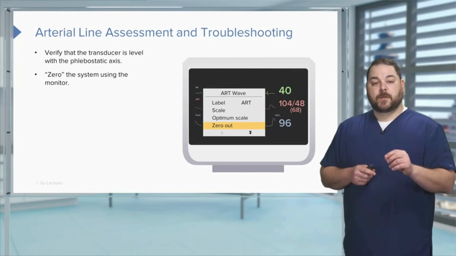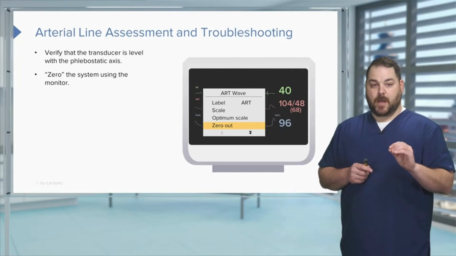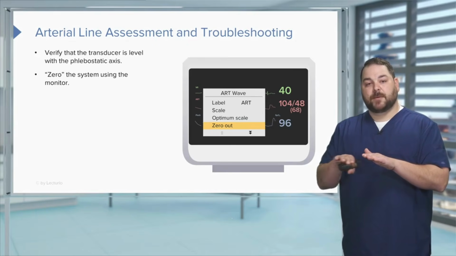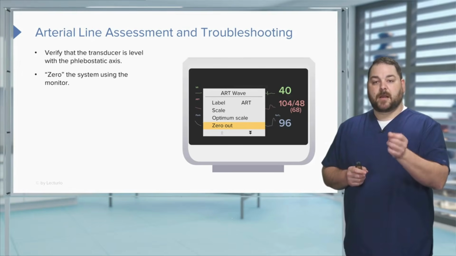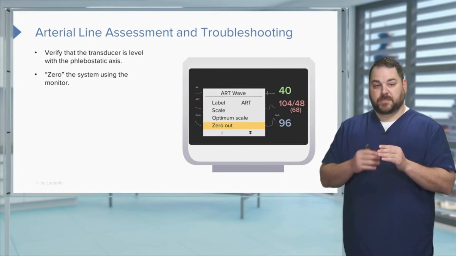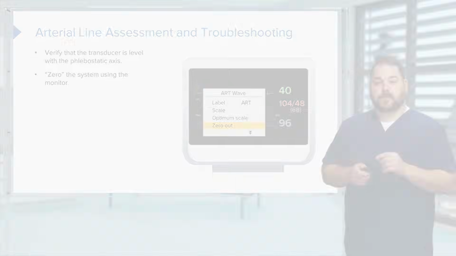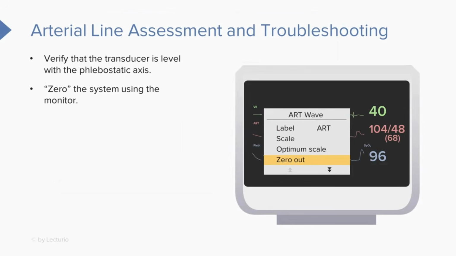Also, we need to be zeroing the system to make sure that we have an accurate blood pressure as well. So after we make sure that the phlebostatic axis is in line, we need to turn the stopcock up, which is off to the patient and open to air, and then we go to our monitor and we zero it out. Depending on your monitor, there may be different ways of doing this, but basically this is zeroing the system so that we're getting an accurate blood pressure.